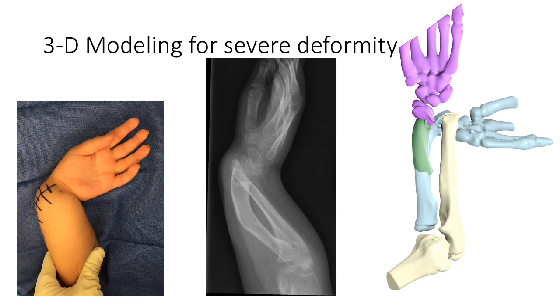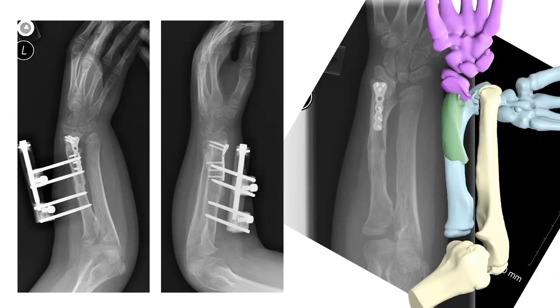We have started doing a lot of 3D modeling for severe deformity. We use a company called Materialise. I have no ties to the company, but Materialise has done a great job of modeling this for us. Here's an example of a case where the hand was on sideways and we were able to do this osteotomy and I think get pretty close to the planned correction.